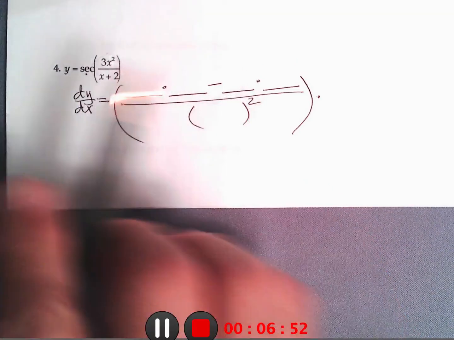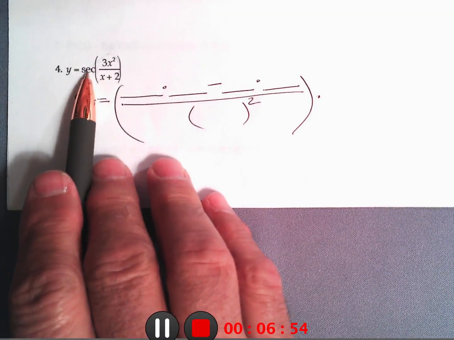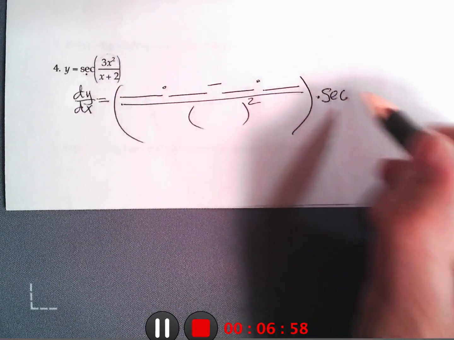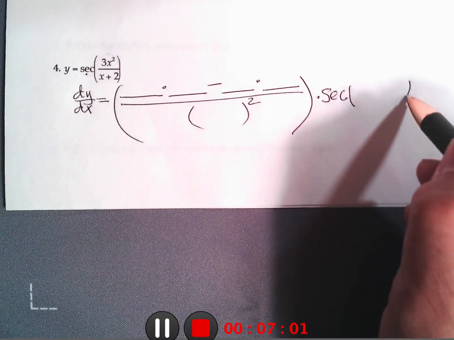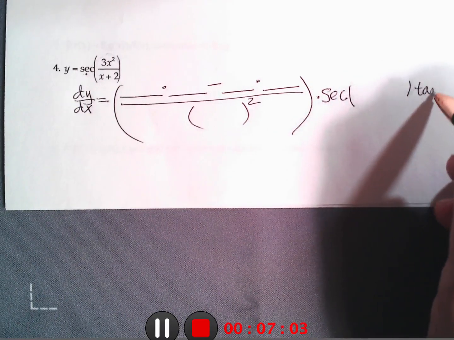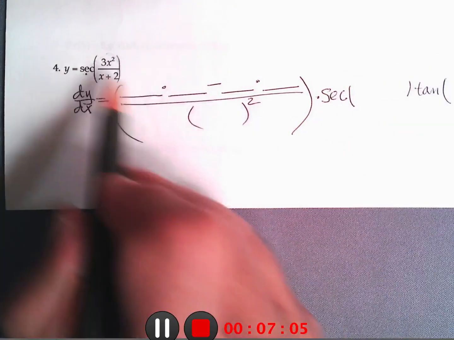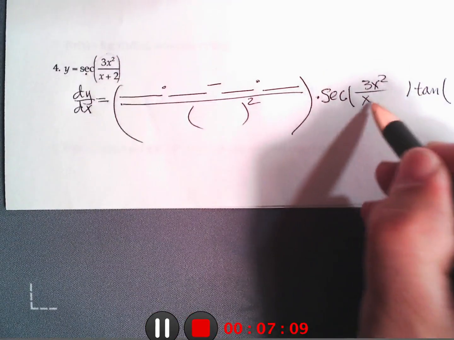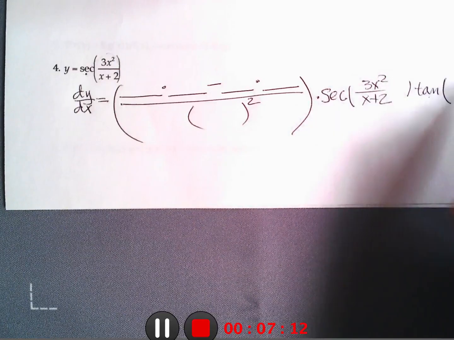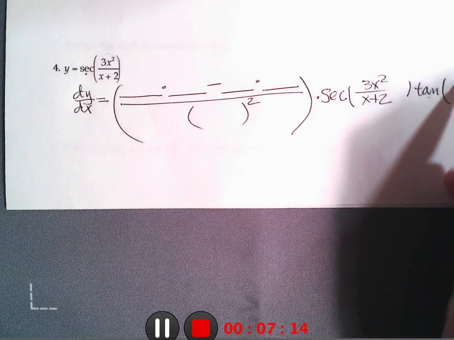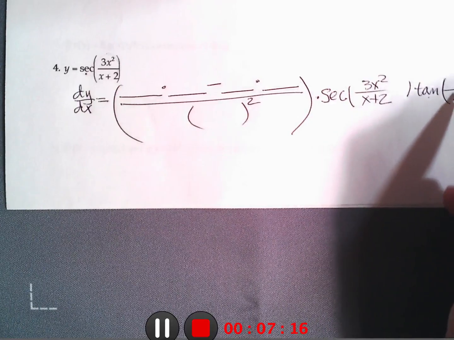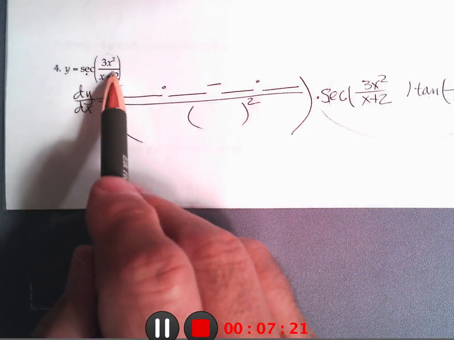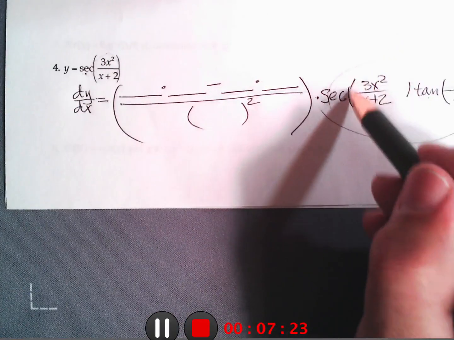Let's start with that. The derivative of secant is secant of the stuff inside times tangent of the stuff inside. Well, the stuff inside is 3x squared over x plus 2, and the tangent of the stuff inside, 3x squared over x plus 2. There's the derivative of the bigger picture with the stuff inside kept inside. I'll move that there and get that up there.